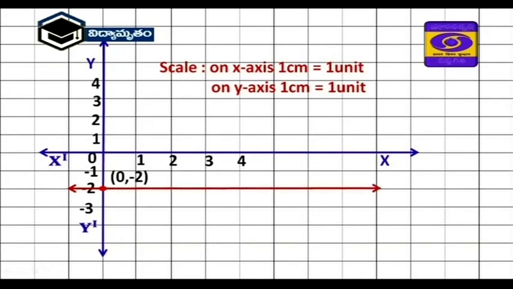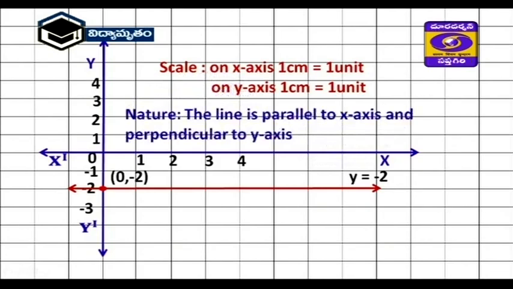Then we will draw a line through this point. This is parallel to the x axis and perpendicular to the y axis. The name of this equation is y equal to minus 2. Then the nature of this line is, a line parallel to the x axis and perpendicular to the y axis.